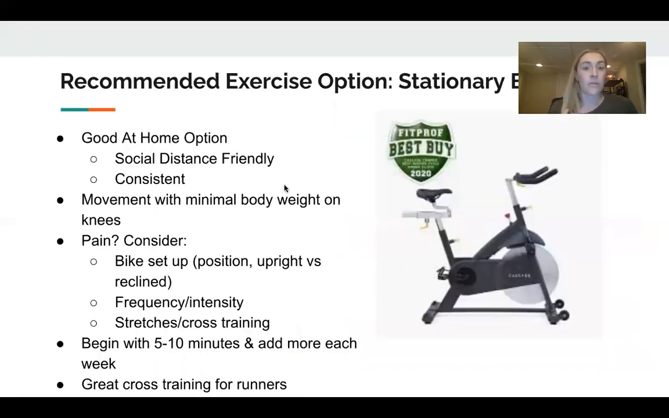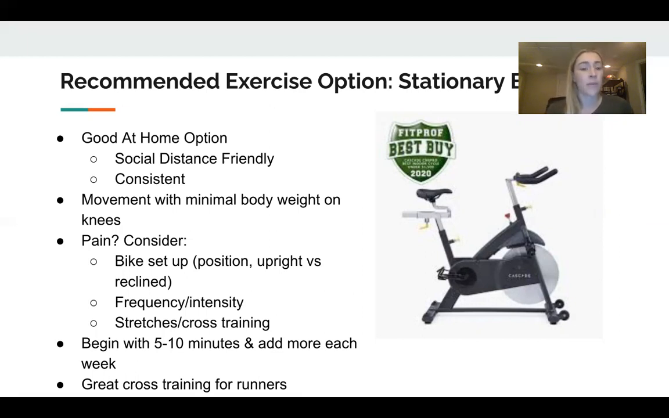So moving on to recommended exercise options to address knee pain, I highly recommend stationary bikes. They're a great at-home option. They're social distance friendly, and people are just more consistent if it's easily available to them at home. There's also less body weight on your knees, but you're getting that movement that's so great for healing.